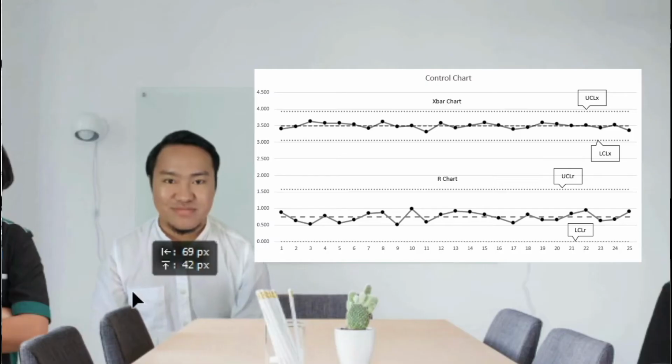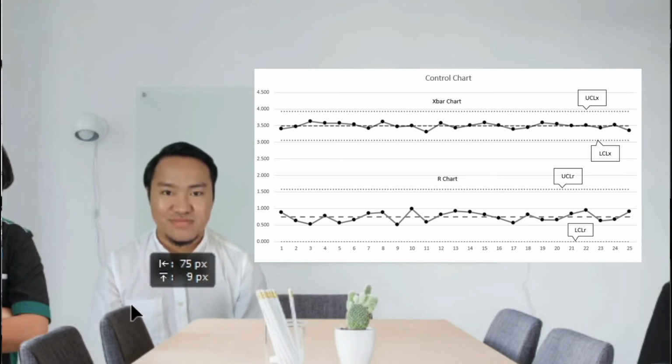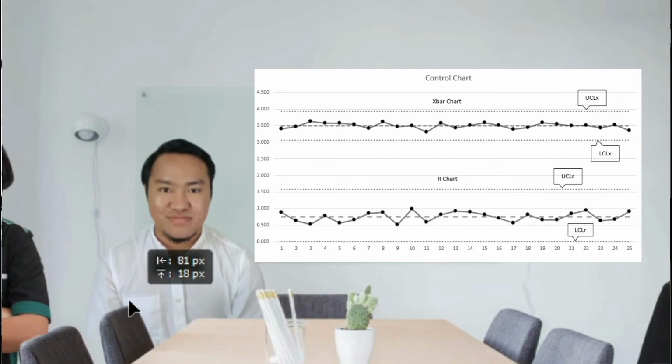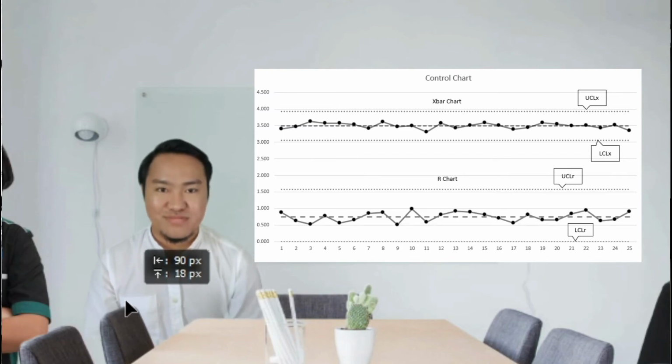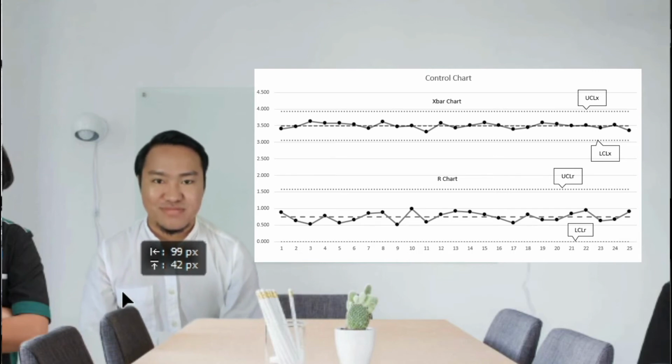A control chart is a graphical tool for studying how a process changes over time. The data is plotted in time order. The average is always shown by a center line, an upper line for the upper control limit, and a lower line for the lower control limit on a control chart. Upper control limit and lower control limit lines are derived from historical data.